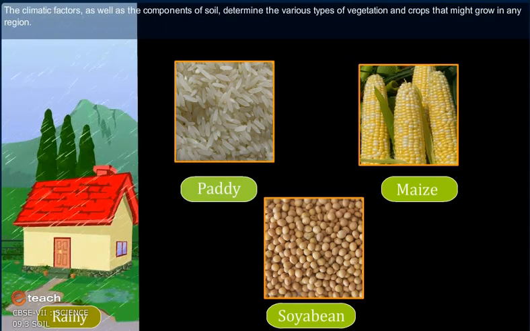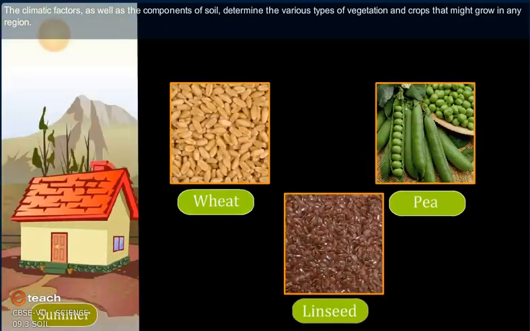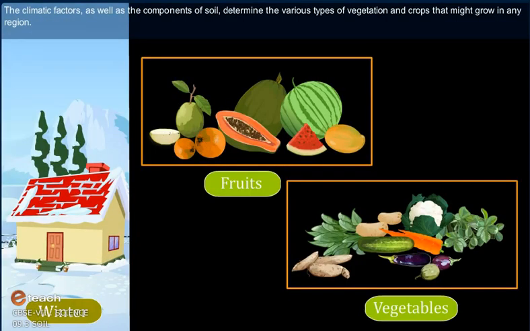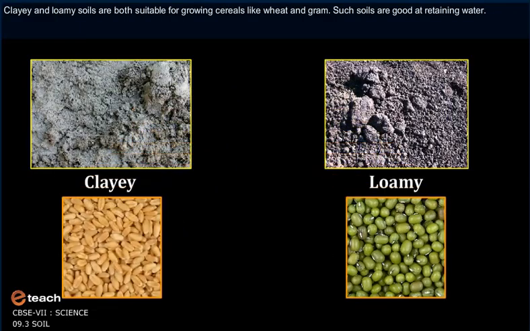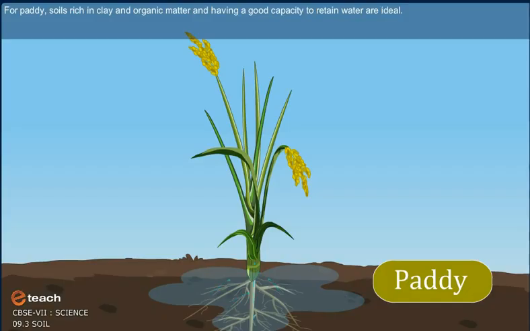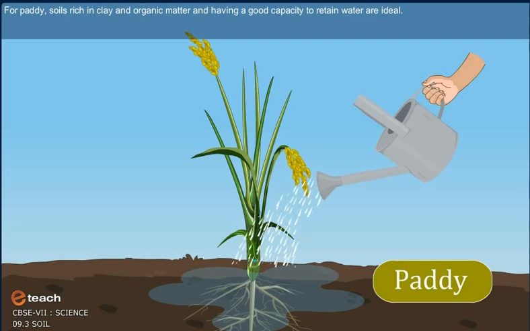The climatic factors as well as components of soil determine the various types of vegetation and crops that might grow in any region. Clay and loamy soils are both suitable for growing cereals like wheat and gram, such soils are good at retaining water.